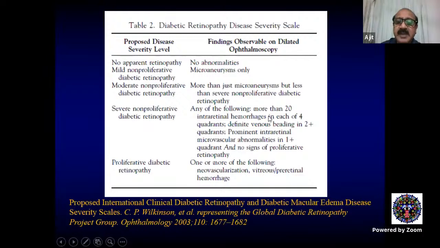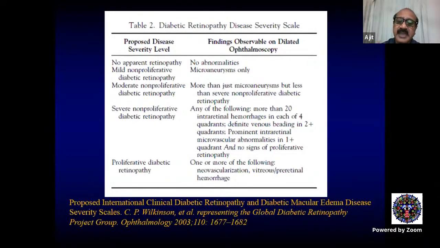Severe non-proliferative diabetic retinopathy is any of the following here. You can see the number of intraretinal hemorrhages, very, very important. You can see more than 20 intraretinal hemorrhages in each of the 4 quadrants. In all 4 quadrants, intraretinal hemorrhages of more than 20 should be there to be called severe non-proliferative diabetic retinopathy. Or there can be venous beading in 2 quadrants, or prominent intraretinal microvascular abnormality in 1 quadrant. Means they have given 3 lesions to call it a severe non-proliferative diabetic retinopathy.